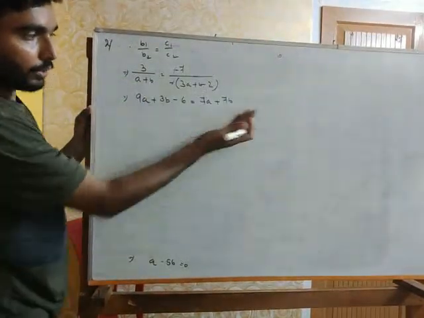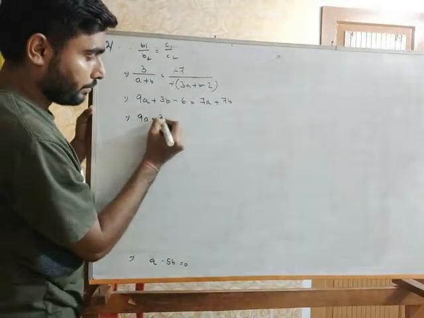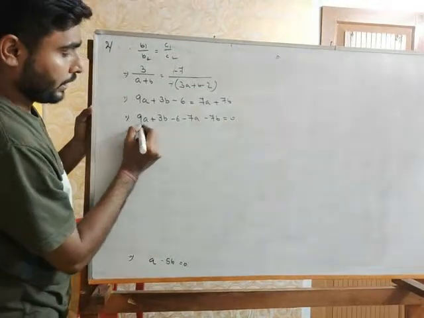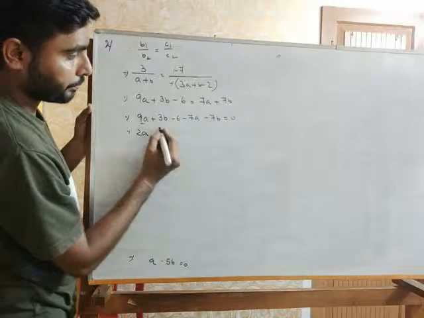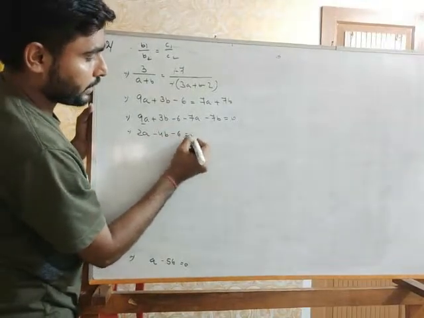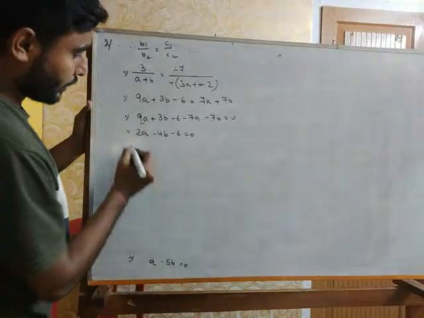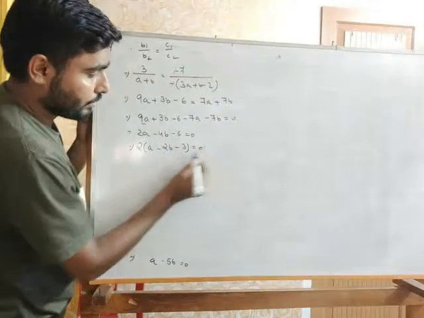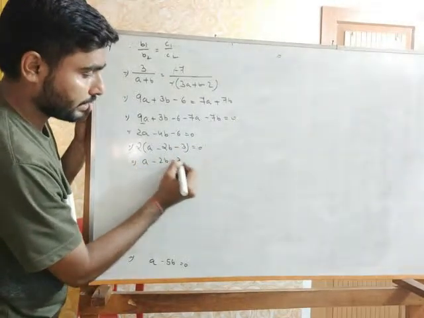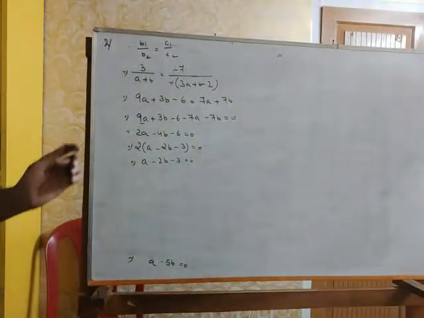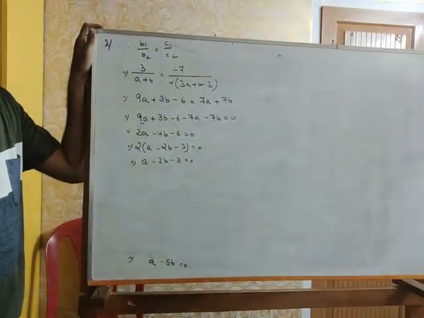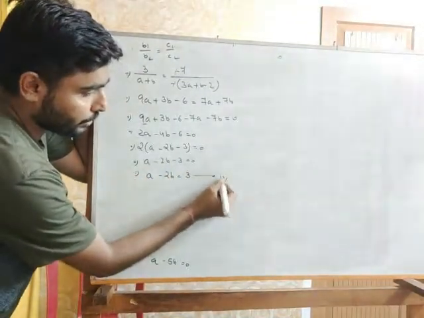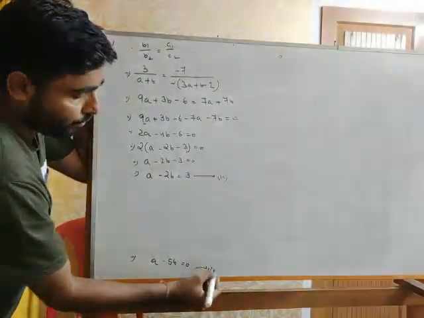Let us take everything to this side. 9a minus 7a minus 7b plus 3b minus 6 is equal to 0. 9a minus 7a is 2a, 3b minus 7b is minus 4b, minus 6 is equal to 0. I can take 2 common, so a minus 2b minus 3 is equal to 0, dividing that side, and 0 divided by 2 is 0 only. So the next equation will be with 3 taken that side. This is equation number 2. This is equation number 1.